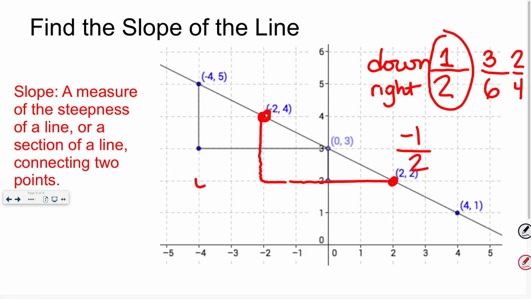So what's the slope? The slope is the steepness of the line that connects any 2 points. And we just simplified 3 examples. And what was the steepness of the line? How did it move? Down 1, which is the negative 1, and then over 2. So what's this value? What's that called?